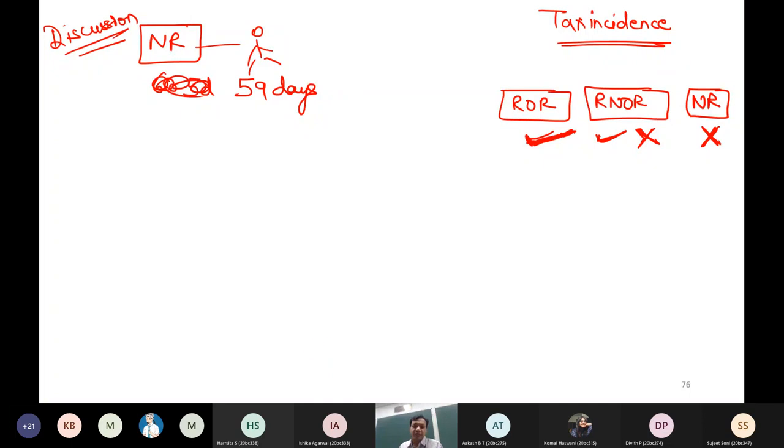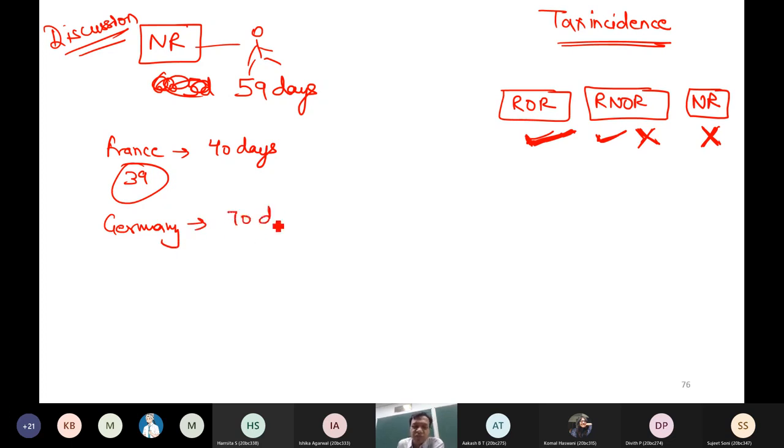But what was happening because of that? The same person is non-resident here, and for example, in France, if anyone doesn't stay for more than 40 days, they become non-resident. So it's possible that the same person is living in France for only 39 days in that year. In Germany, for example, if you don't stay for 70 days, you become non-resident. So the same person might be staying for 69 days in Germany. No one can stop me. I can plan my stay as per my own wish.